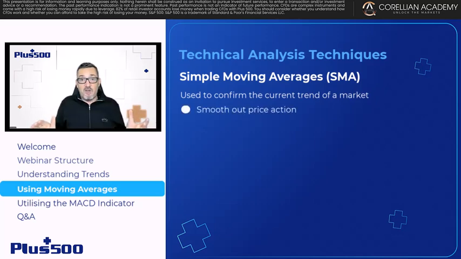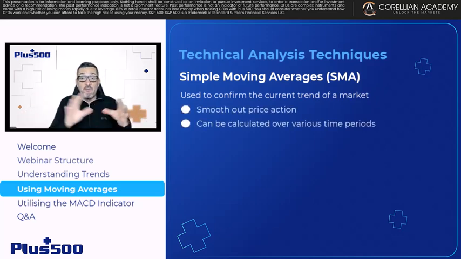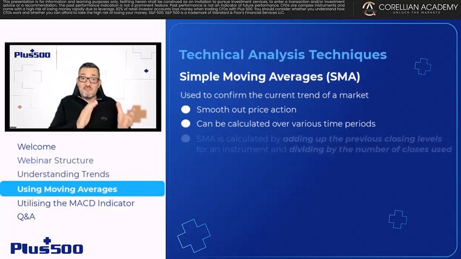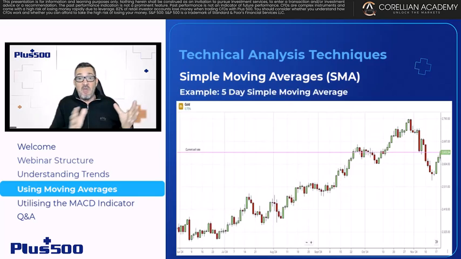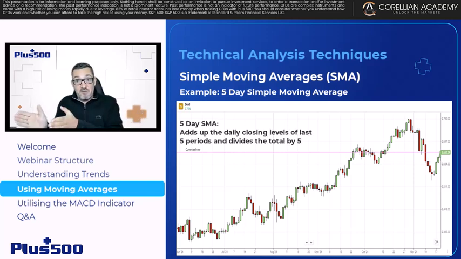They smooth out price action and can be calculated over various time periods. A simple moving average is calculated by adding up the previous closing levels and dividing by the number of closes used. So, for example, a 5-day moving average adds up the daily closing levels over the last 5 periods of an instrument and then divides that total by 5.